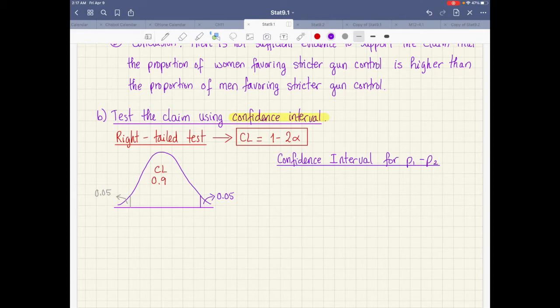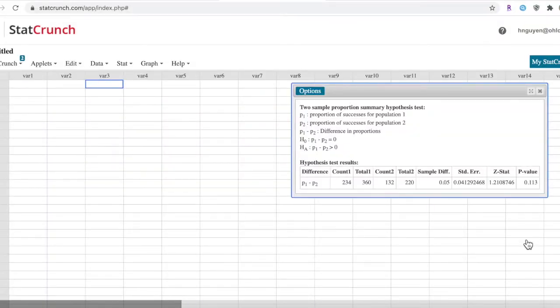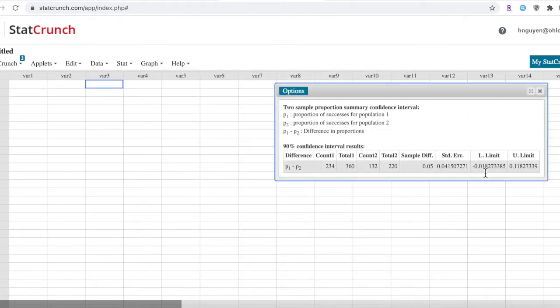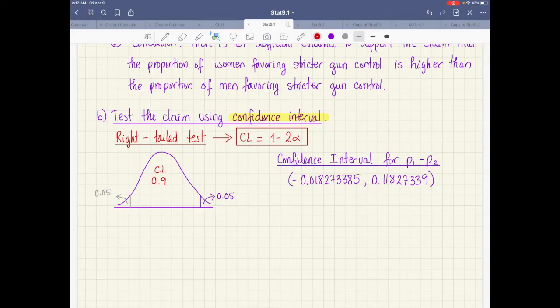To find the confidence interval for P1 minus P2, I will use StatCrunch. To construct the confidence interval, instead of entering the information from the beginning, you can also click on here and choose Edit. Now you have your information in here. All you do is change it to confidence interval and change the level to 90%. Compute. This is my lower limit and this is my upper limit. And I will round it to 3 significant figures.